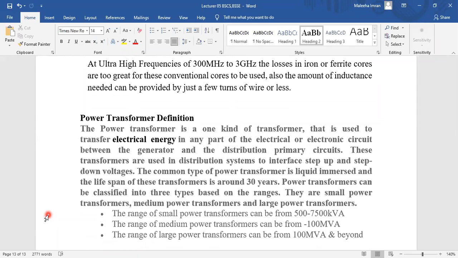जबकि मीडियम रेंज जो है वो आपकी फ्रॉम द 100 मेगावाट एम्पियर है, और इससे ज्यादा जो रेंज ऑफ द लार्ज पावर ट्रांसफार्मर कैन बी रेंज फ्रॉम द 100 मेगावाट एम्पियर एंड बियॉन्ड.